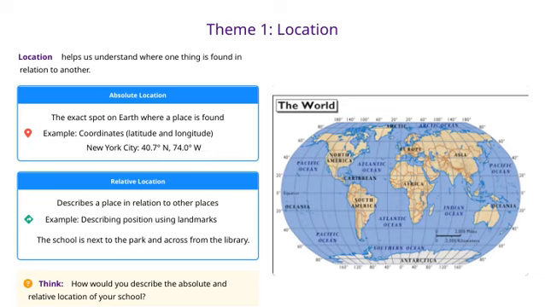Now, I want you to think about your own school. How would you describe its absolute location? And what landmarks or places could you use to describe its relative location? Understanding both helps us get a clearer picture of where things are and how they relate to each other in the world.